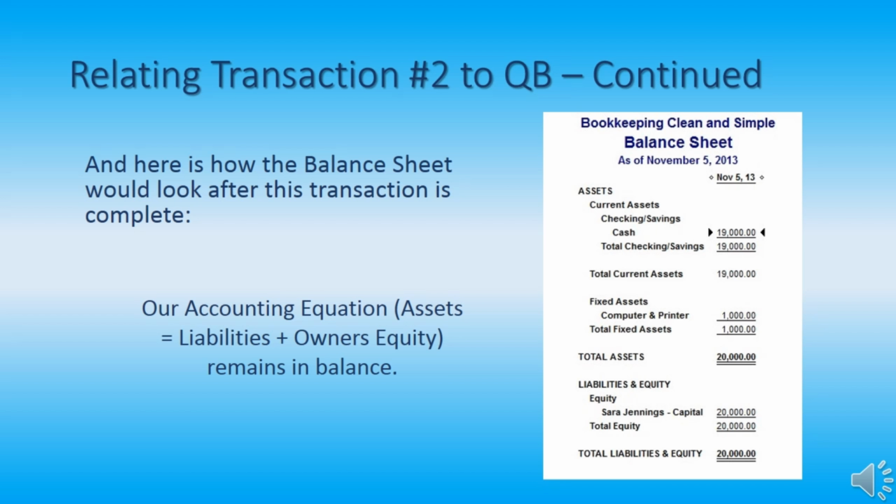Now for our liabilities and owner's equity, we still show Sarah Jennings capital at $20,000. That has not changed. We have no liabilities at this point. So our total liabilities and owner's equity of $20,000 equal our total assets of $20,000. So everything remains in balance in accordance with our accounting equation. Now we're ready for transaction 3.